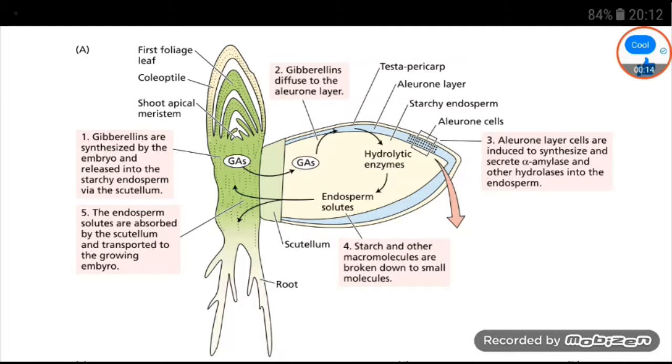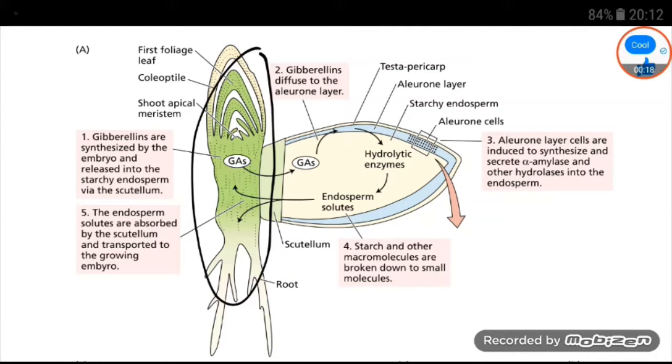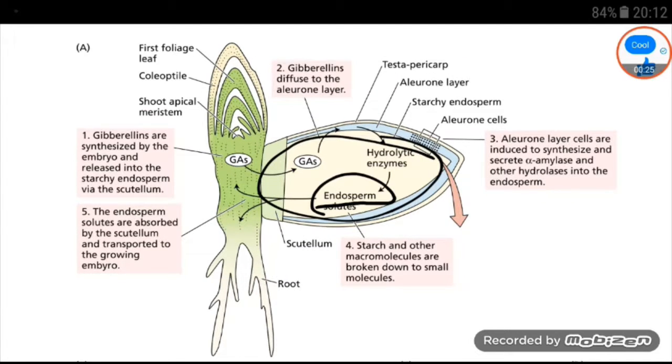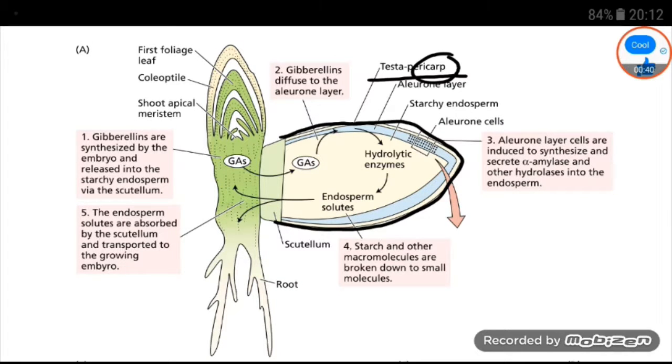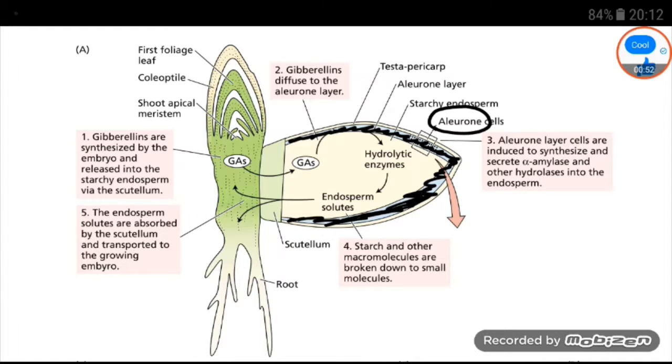Here we have the seed, and in the seed we have the embryo. The embryo is the part that is going to develop into a plant, and this one is the endosperm. It contains nutrition like starch and other macromolecules that are broken down into nutrients for the embryo for growth and development. And this is the testa and pericarp. It is just the covering of the endosperm. Now these are the aleurone cells, the aleurone layer.